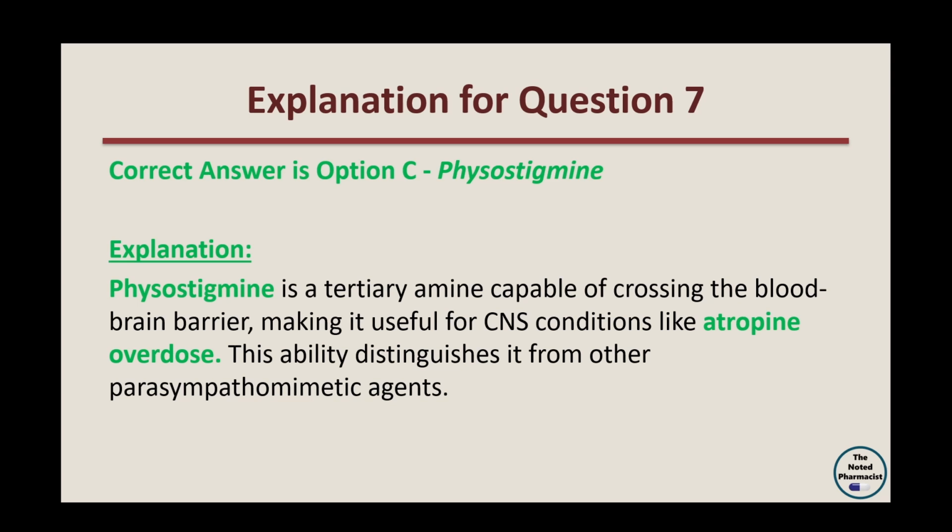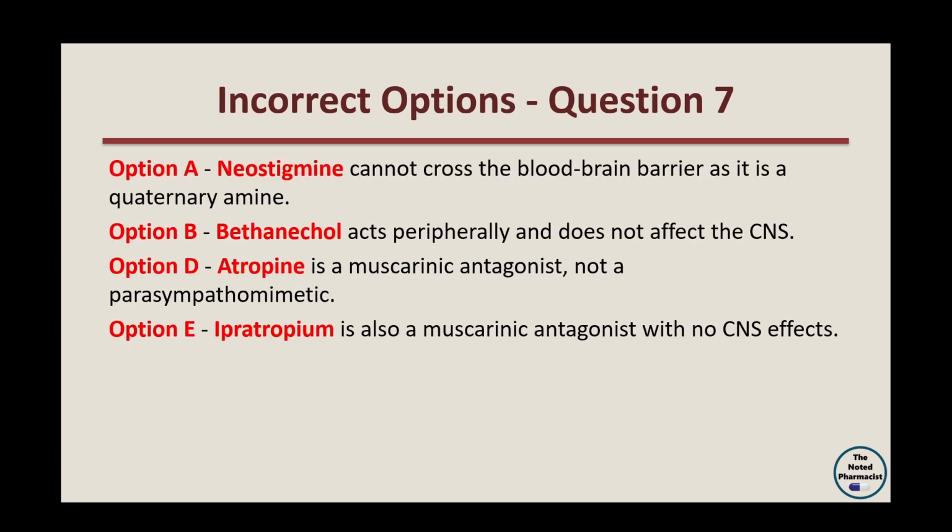Here is the explanation for incorrect options. Option A is incorrect because neostigmine is a quaternary amine and cannot cross the blood-brain barrier. Option B is incorrect because bethanechol acts peripherally and does not affect the CNS. Option D is incorrect because atropine is a muscarinic antagonist, not a parasympathomimetic. Option E is incorrect because ipratropium, like atropine, is a muscarinic antagonist used for respiratory conditions.